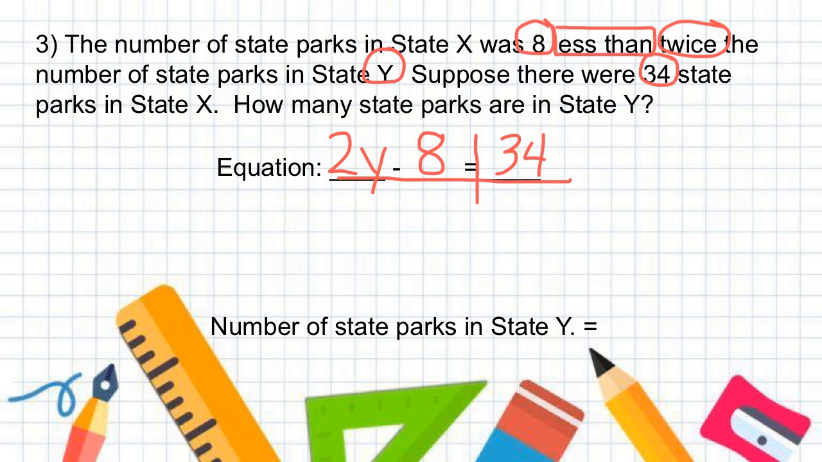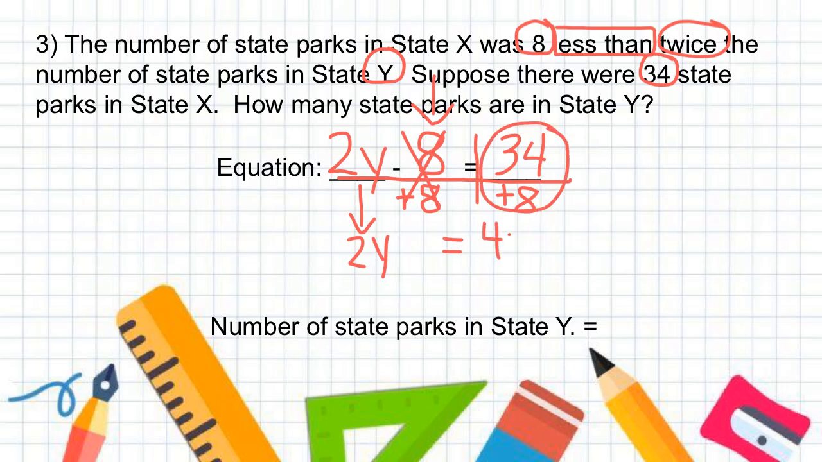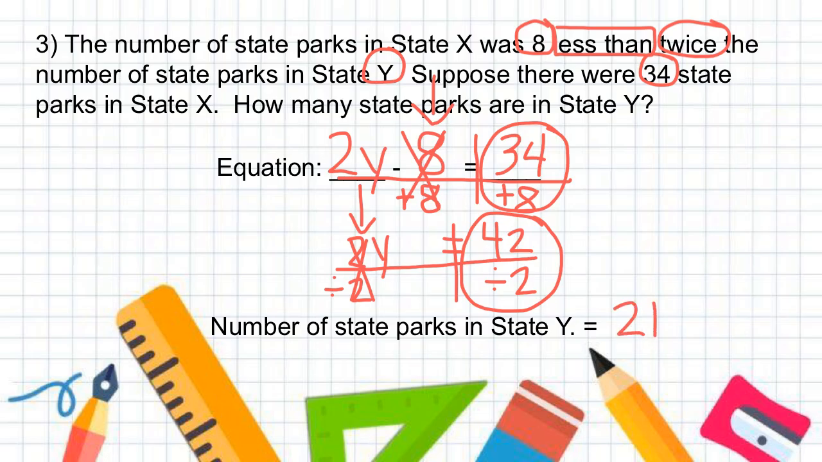All right, it looks like our variable's on the left, which means this minus 8 has to be zeroed out. The opposite of subtracting 8 is adding 8, and a legal move says I should do it to both sides. This zeroes out. I'm going to bring down the 2 state y parks, and whatever that is, 42. And then step 2, I'm going to multiply or divide. I need to get rid of this 2 that's attached to the y. So the opposite of multiplying by 2 is dividing by 2. Legal move says I have to do it to both sides. My 2's cancel, and y is 21. So there are 21 state parks in state y.